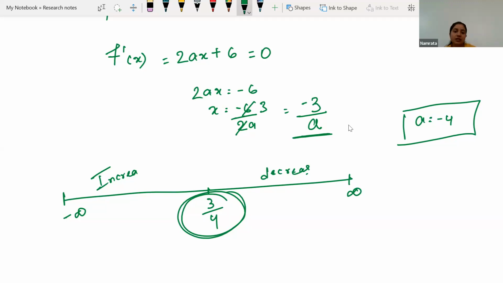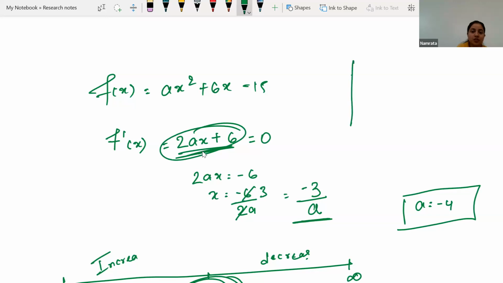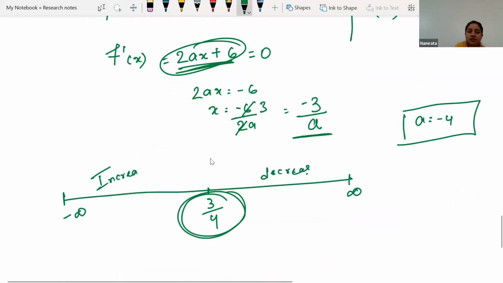Now to make it more clear, let's check it. When a is minus 4, for our function f dash x, just for the checking part, it is clear that a will be minus 4, but still if you are not sure, then we can take it like this and we can see the function will increase in this interval and it will decrease in the other interval. Okay.